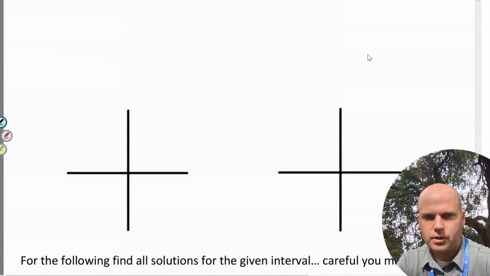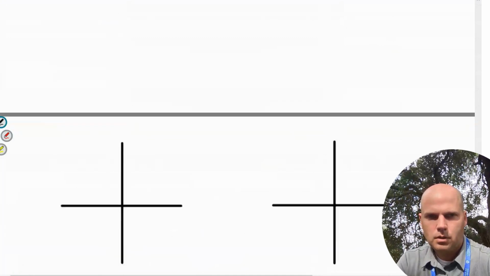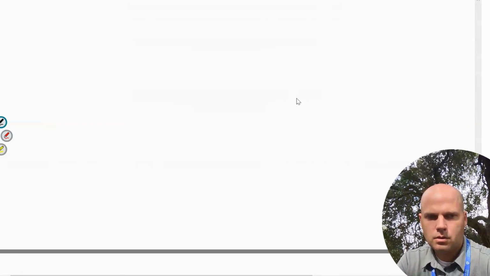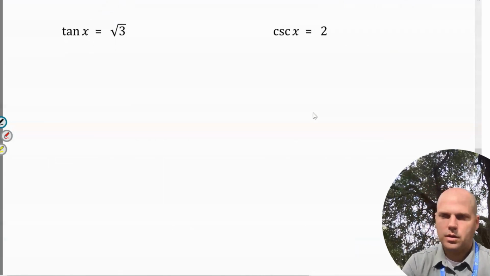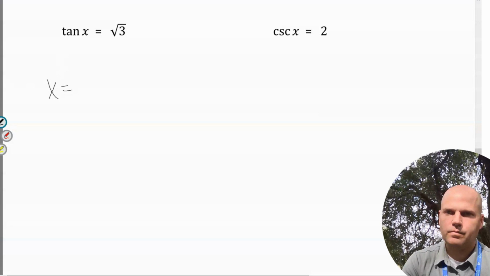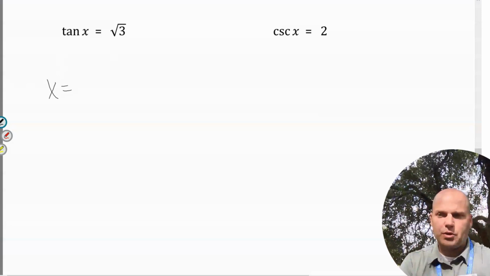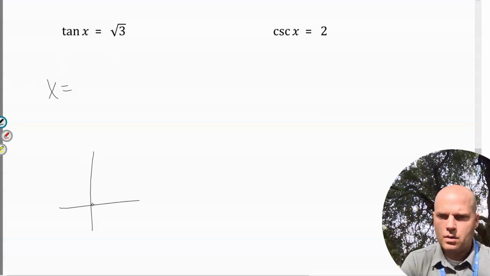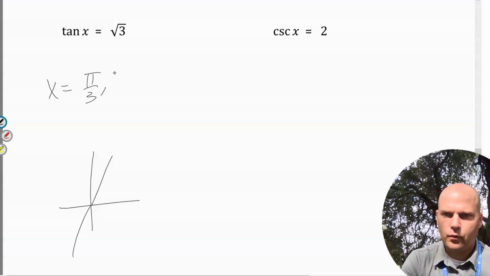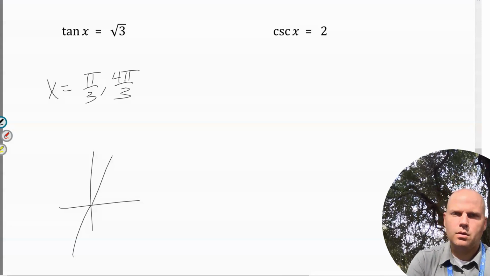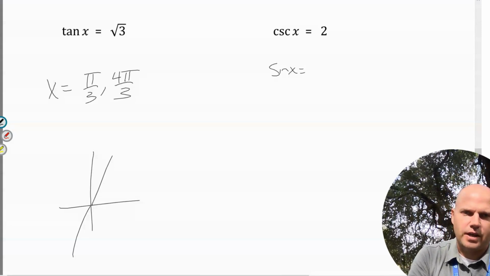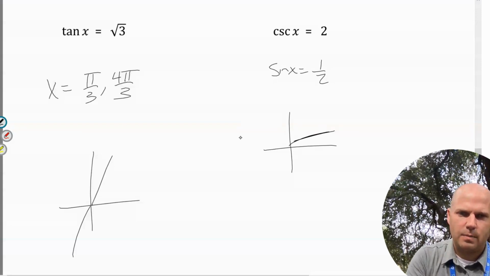All right, we got some zeros here. We did this one. We want the pi over 3 here and the pi over 3 here. 1 pi over 3, 4 pi over 3. This is sine equaling 1/2. I want the pi over 6 here and the pi over 6 here where sine is positive.